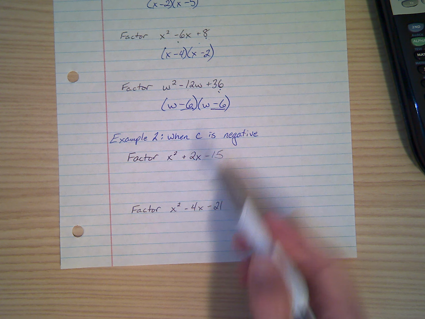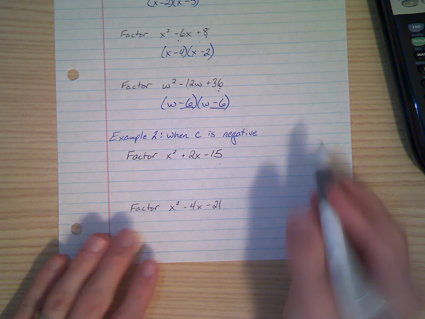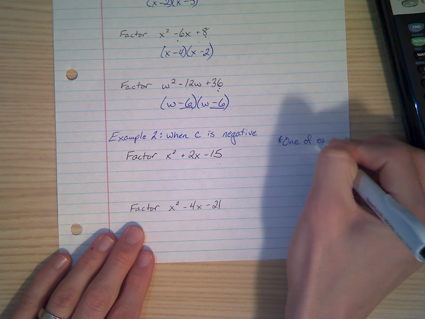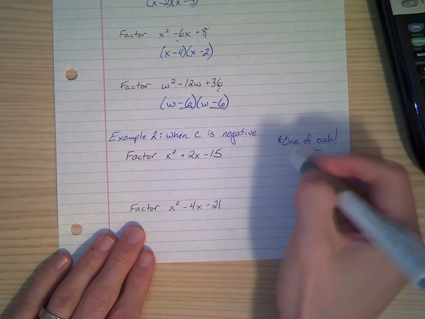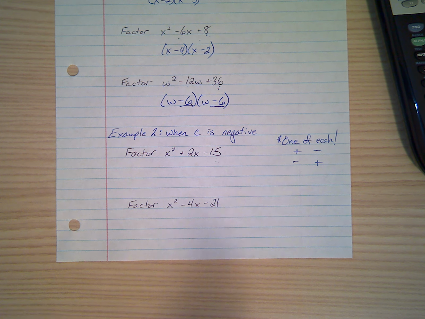Okay, when c is negative, when our last term is negative, all that tells us is that you're going to have one of each. You're going to have one positive factor and one negative factor, or it might be negative and then positive. I'm just telling you there's going to be one of each. Now here the signs do matter because they have to be attached to the right number.